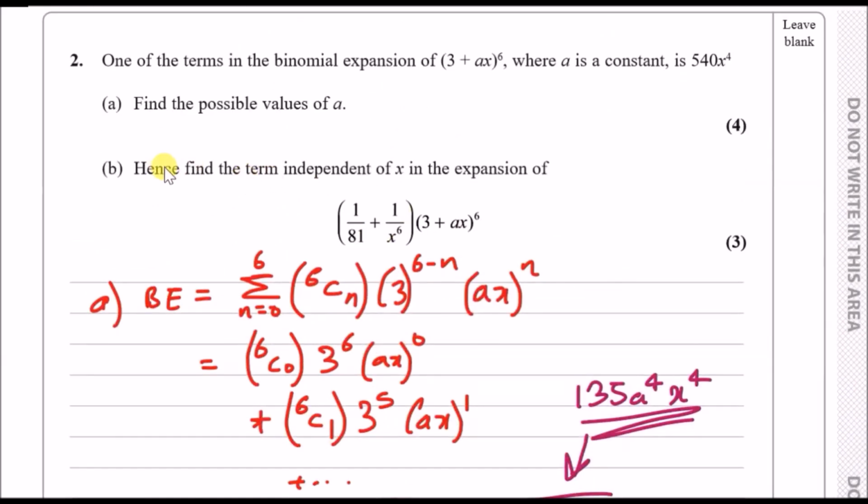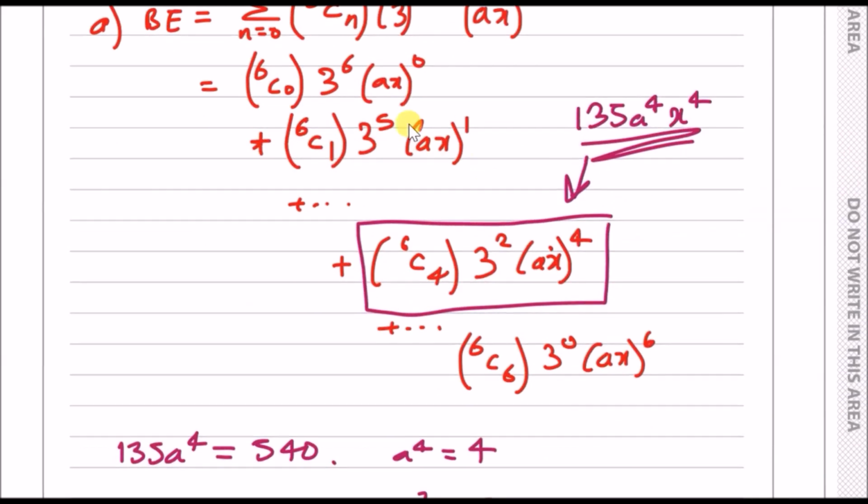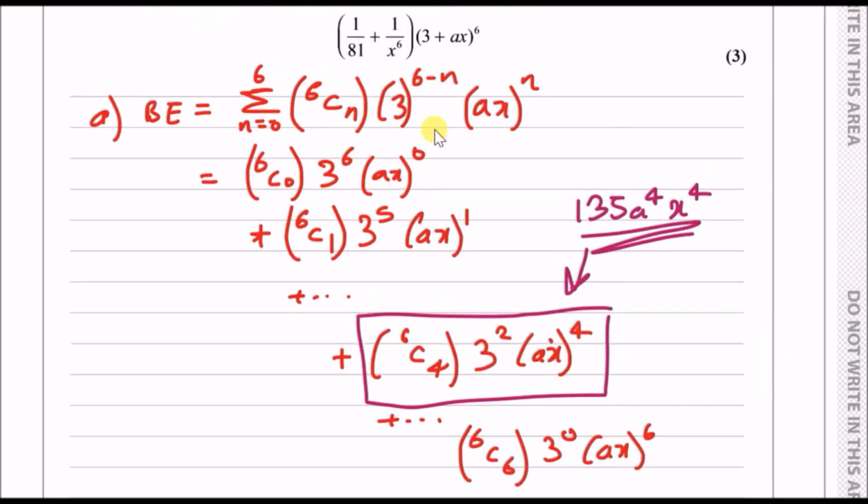Now looking at part b, it says hence, so this means continue from the previous. Find the term independent of x in this given expansion. They use the phrase independent of x. What that means is that if you had to expand this fully, all you care about is the terms that have no x attached to it. There's not going to be many terms, because practically everything except the first term has an x term.